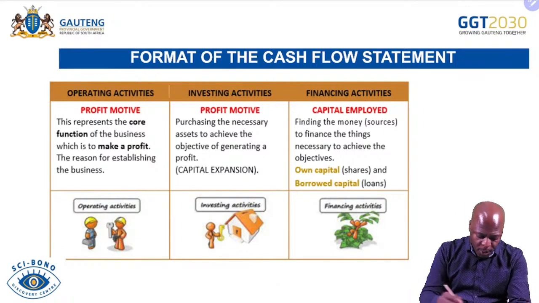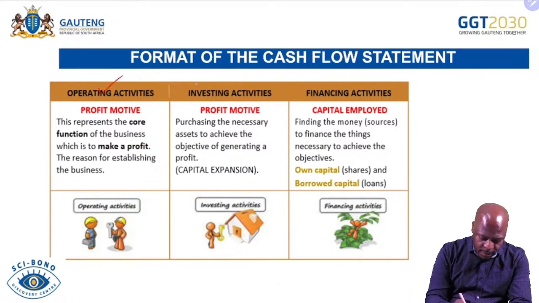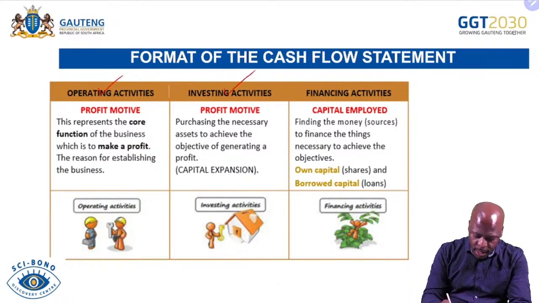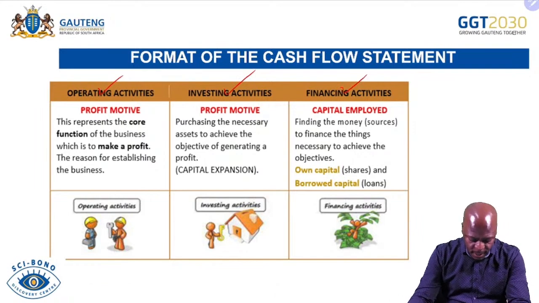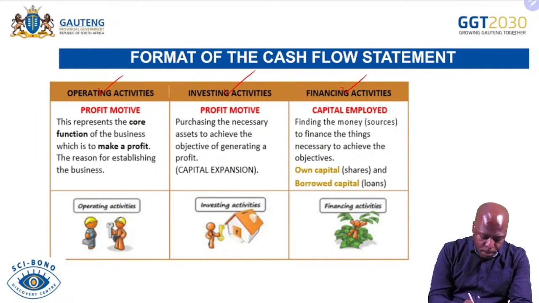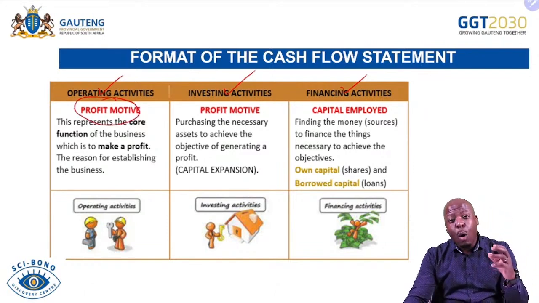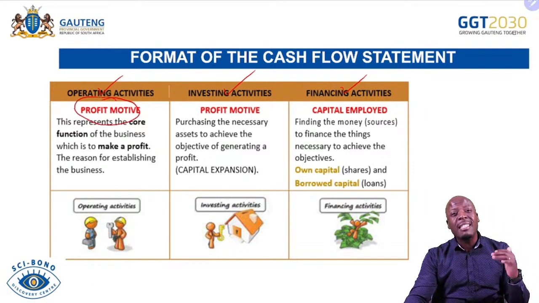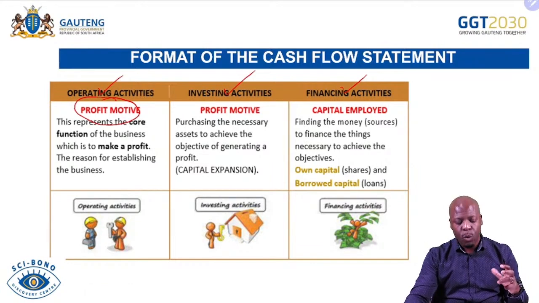Now, it is very important as I broke down those three parts. That is your O, as you can see here, your operating activities, your investing, and then your financing activities. Your operating activities are mainly talking about the profit motive. Okay? It is the core function of our business. What exactly is our core business? What is the core function that we are using to generate profit? That is your operating activities.